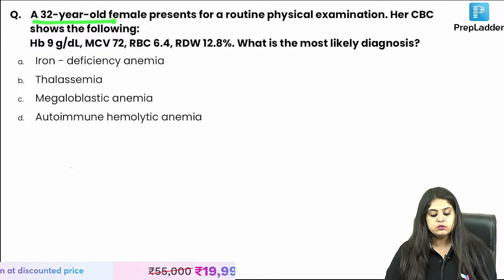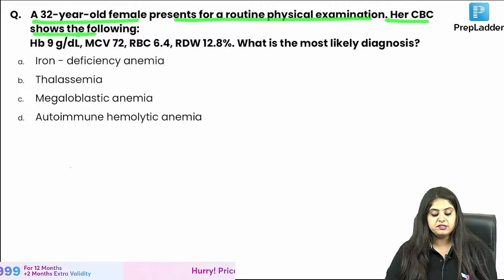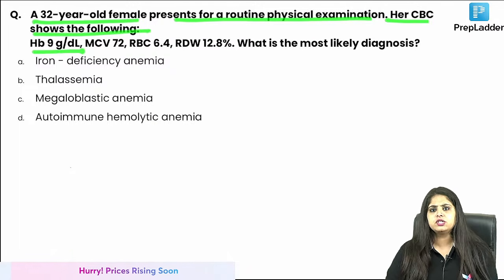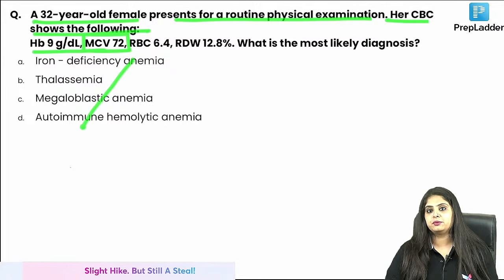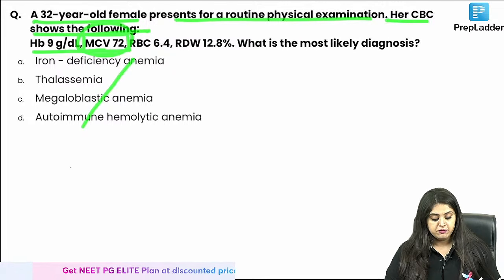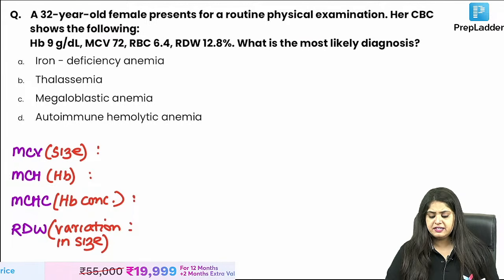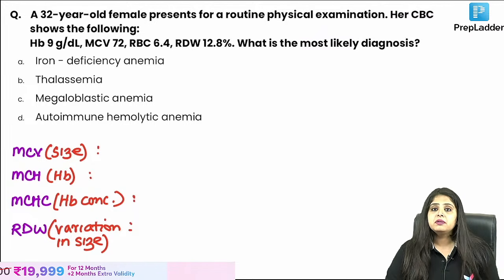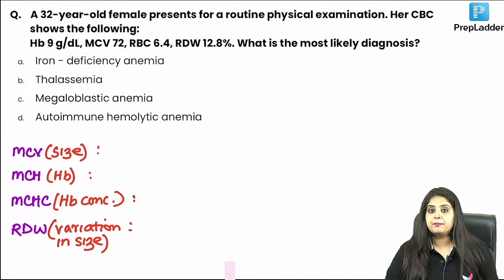Starting off with a 32-year-old female who comes to you with a routine physical examination. Her CBC shows a hemoglobin of 9. Of course, she has anemia. An MCV of 72. I don't want you to answer this question right now. I want you to tell me what kind of an anemia she has, for which you will have to tell me all the normal values first, and all of you believe it is iron deficiency anemia. Maybe think over it once again, maybe you want to reconsider, and I will come back to this.